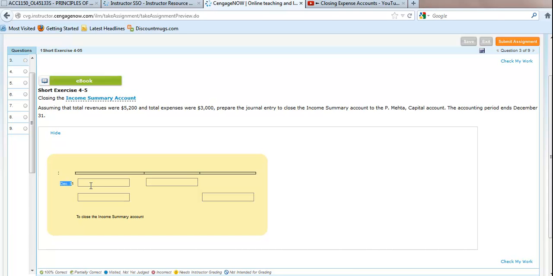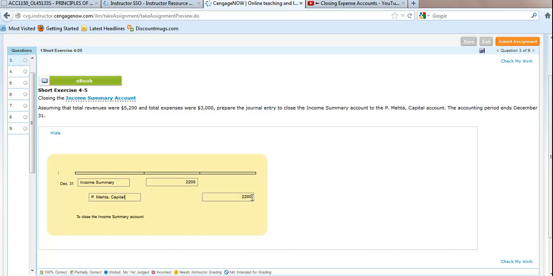on the last day of the accounting period, December 31st, debit our income summary account in the amount of $2,200, which is the difference here, and we are going to credit our capital account in the amount of $2,200. So that's all for step 3.